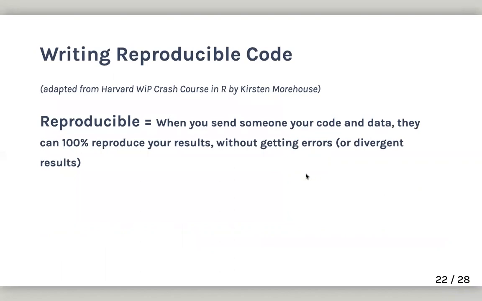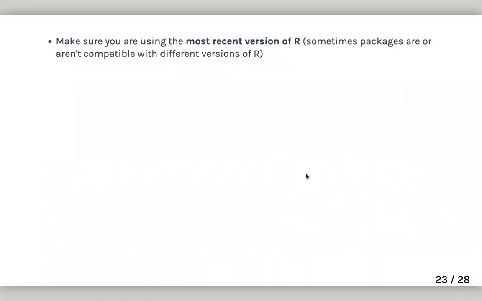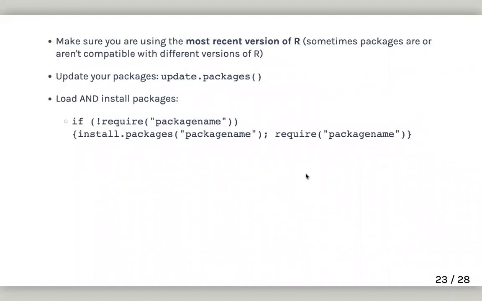Here are a couple of pieces of advice for writing reproducible code that you can follow. Always make sure you use the most recent version of R. This is very helpful if you are sharing your RMarkdown document with anyone.